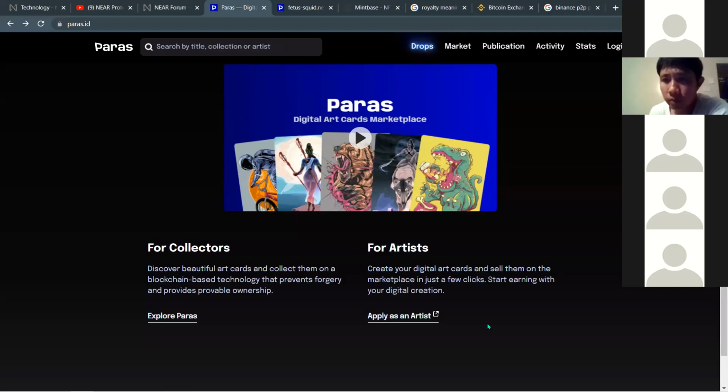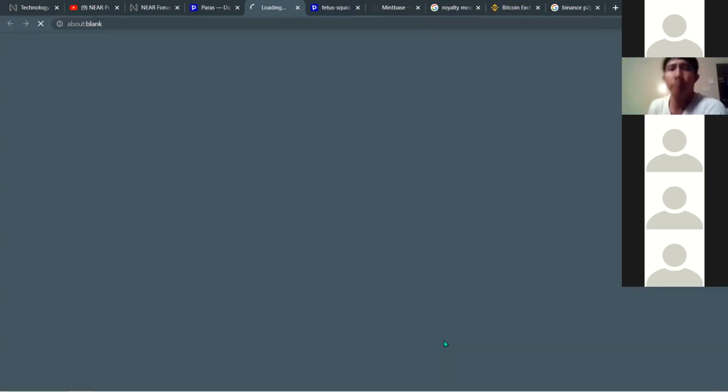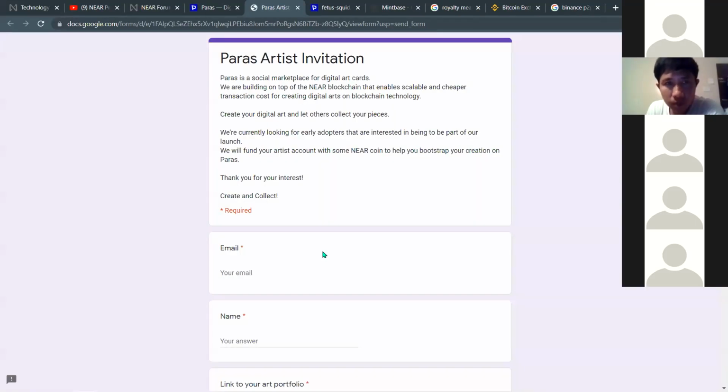Paras has a whitelisting procedure. Hold on, let me share. Kung makikita nyo dito sa ilalim ng website nila, if you go to paras.id, ito yung website, dito sa ilalim, like sa lower right, there will be a apply as an artist hyperlink dito. So you can click that and it will direct you to a Google Doc.